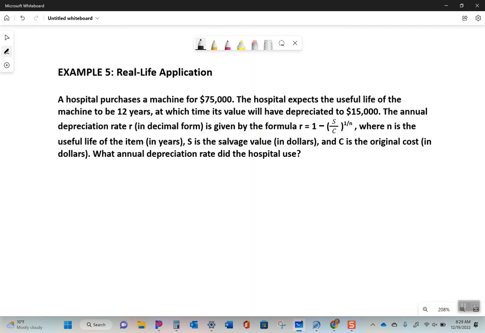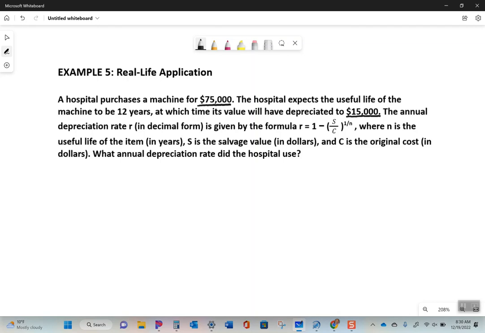It says a hospital purchases a machine for how much? $75,000. That's a lot of money. The hospital expects the useful life of the machine to be 12 years, at which time its value will have depreciated to what? So in 12 years, this $75,000 machine's value will be worth $15,000. It says the annual depreciation rate R in decimal form is given by the following formula. R equals 1 minus S divided by C to the 1 over N, where N is the useful life of the item in years, S is the salvage value, and C is the original cost. So what's the annual depreciation rate for the hospital here?